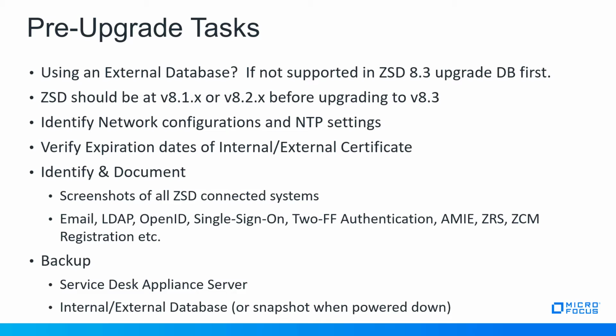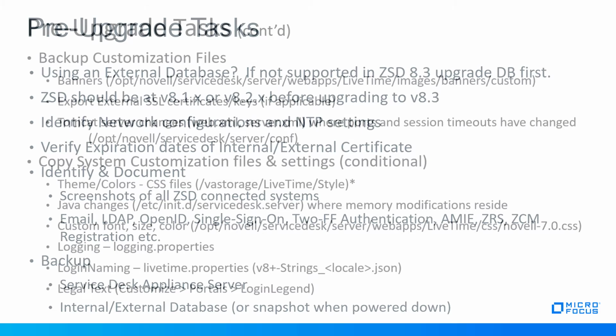Identify and document, maybe with screenshots, all the ZSD connected systems: email, LDAP, OpenID, whatever you have connected. Get those snapshots so your documentation for your corporation has these details. And then back up the Service Desk Appliance server and any external database. It's best to do the snapshot when powered down.